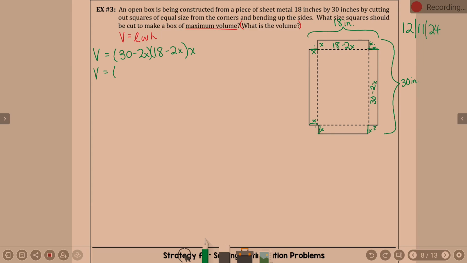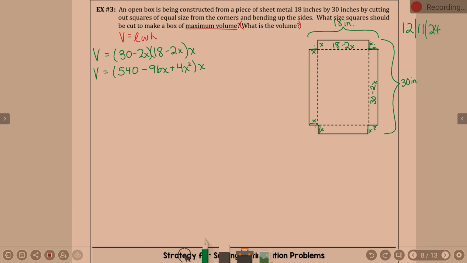30 times 18, or 3 times 18 and tag on a 0. That would be 20 times 18. 3 times 18 should be 540, I believe. And then I'm going to have 30 times negative 2x. So there's negative 60x. Negative 2x times 18, negative 36x. So I'm going to go with negative 96x plus 4x squared for my length times my width.